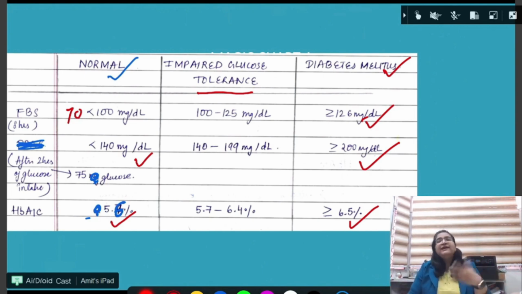So if I tell you a patient has a fasting blood sugar level of 124. After taking 75 grams of glucose, after 2 hours his sugar is 180 and his HbA1c is 6. Then tell me, in which category will you put the patient? Normal, impaired glucose tolerance, or diabetes mellitus?